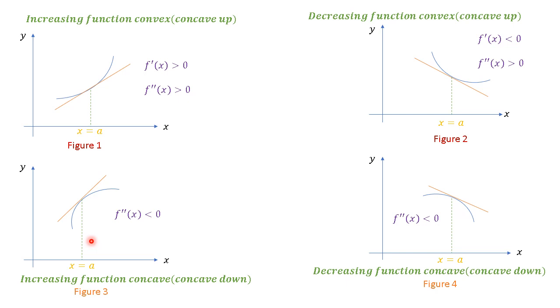Now if the graph is concave down, it will do the opposite. The tangent lines will be above the graph. So in both of these cases in figures 3 and 4, the curve lies below the tangent lines. That is concave down.